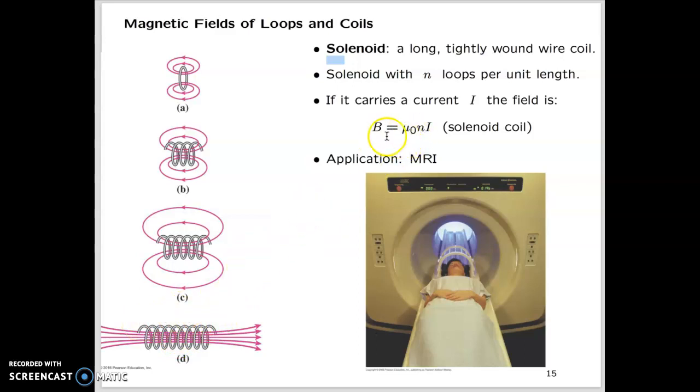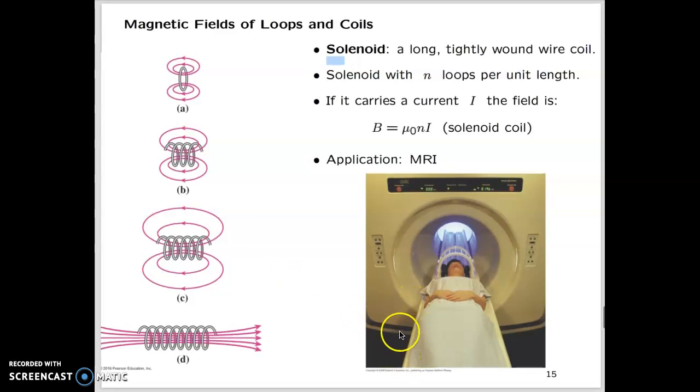Okay, so B is mu naught times n multiplied by the current. And the field is approximately uniform inside the coil. So why might you care about something like this? Well, you've probably heard of MRI. MRI stands for magnetic resonance imaging, and it's a diagnostic tool used in hospitals. Maybe you've had an MRI taken yourself. If you have, you will recognize what's going on in this picture.